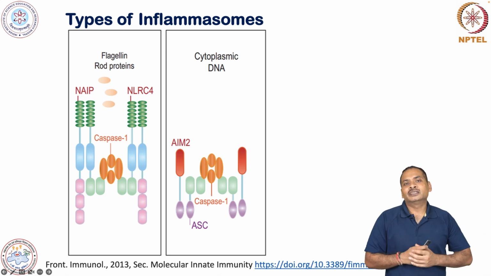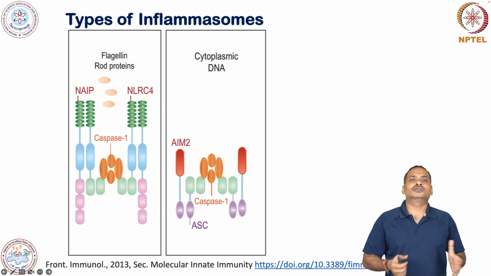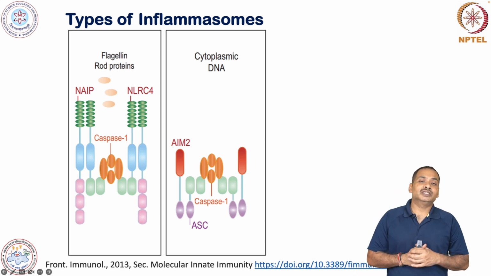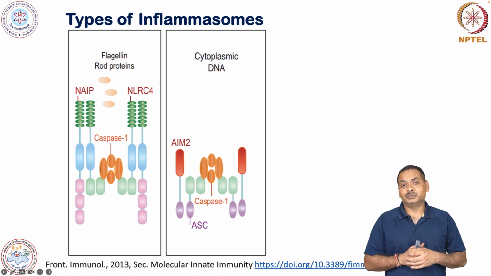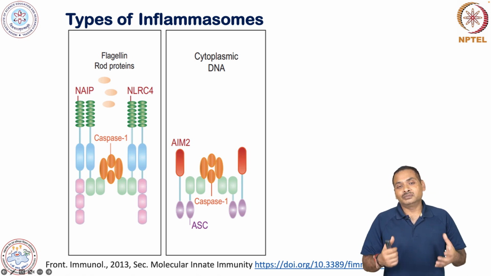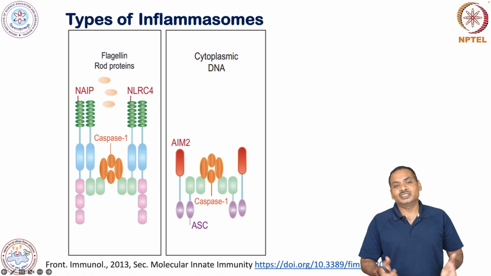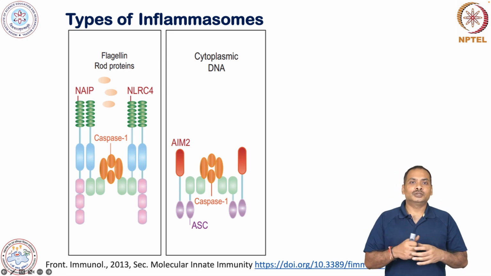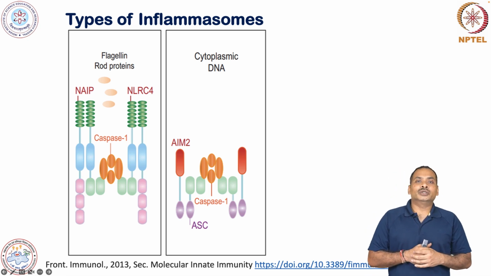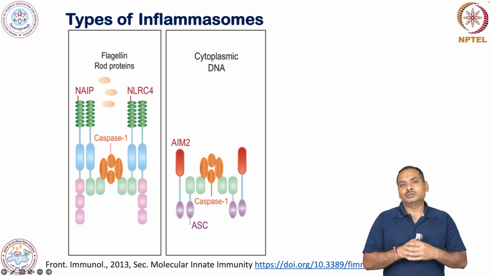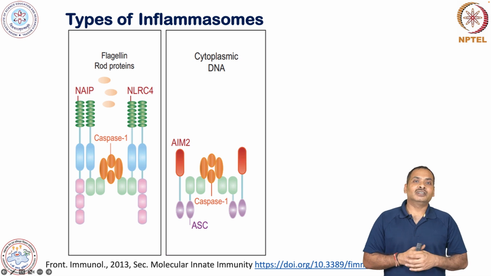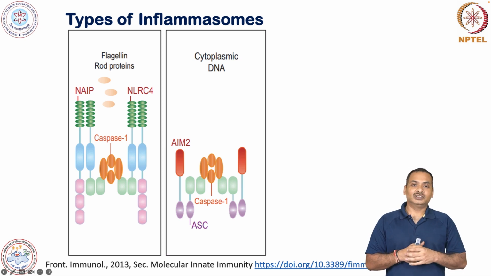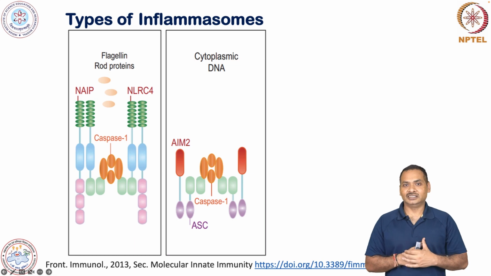So now I gave you the overview of the NLR family pattern recognition receptors: how many members, what the ligands are, what kind of signaling, everything you probably understood. In the next session I will talk about the diseases associated with NLR family members. With this I will stop here, and in the next session we will discuss NLR and disease. Thank you.